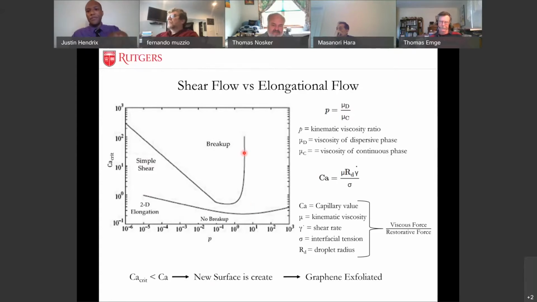Also, for simple shear, you see there's a limit to which you can actually exfoliate, where the critical capillary number just jacks up increasingly high, which means that for conventional mixing, it's not efficient.